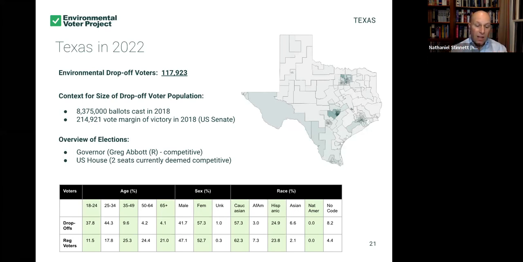And it turns out there are tons of them. I'm going to look at my notes here so I don't get it wrong. We identified 634,019 of those other low propensity environmental voters in Texas. So that's additional to that 117,000. But just these drop-off voters, the ones who are traditionally easier to pull off the sidelines, there aren't as many of them in Texas. All right, those were the 8 states.